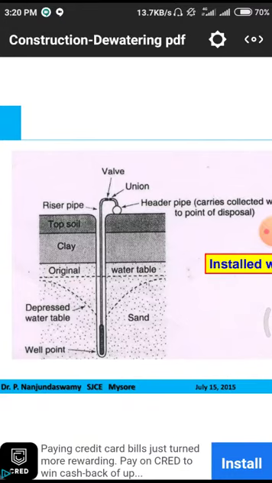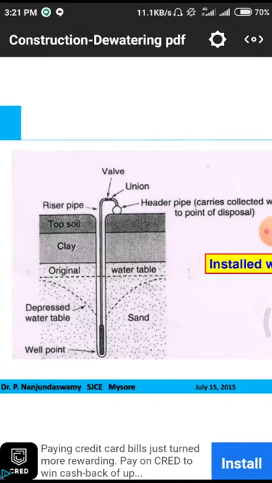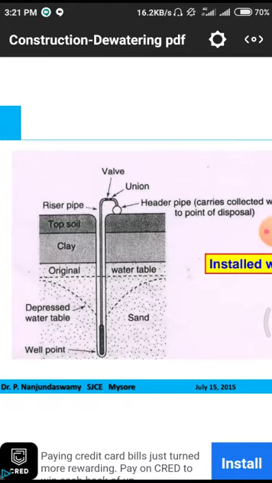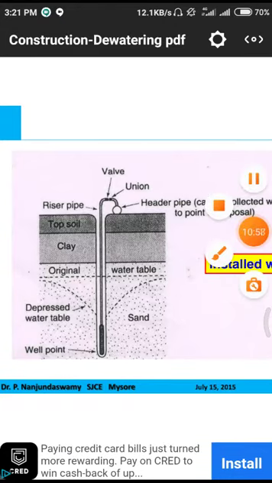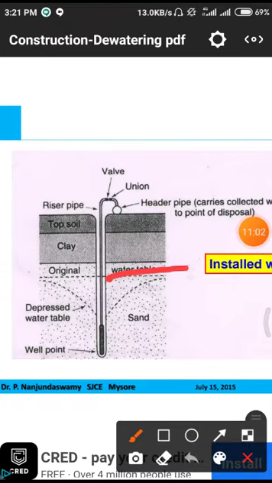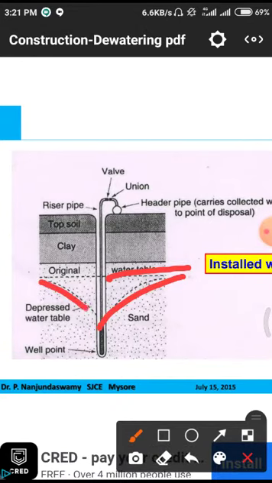Water table, depressed water table. That means normally the water table has a particular level. After the removal of water from these well points, the water table decreases, so a dotted line shows it like a triangular pattern. Normally the water table is here, and due to the absorbing of water, the water table will decrease likewise.